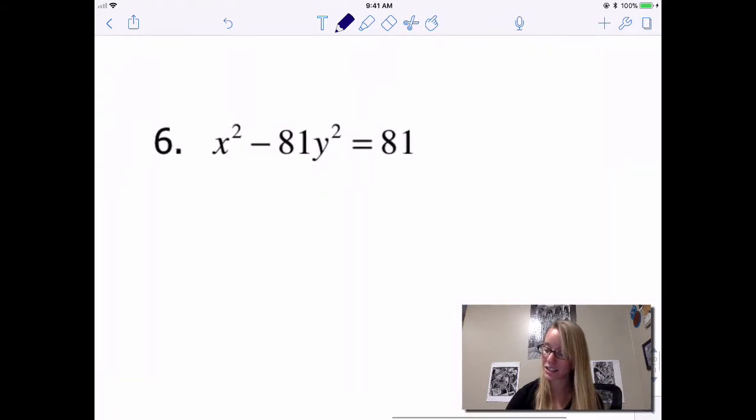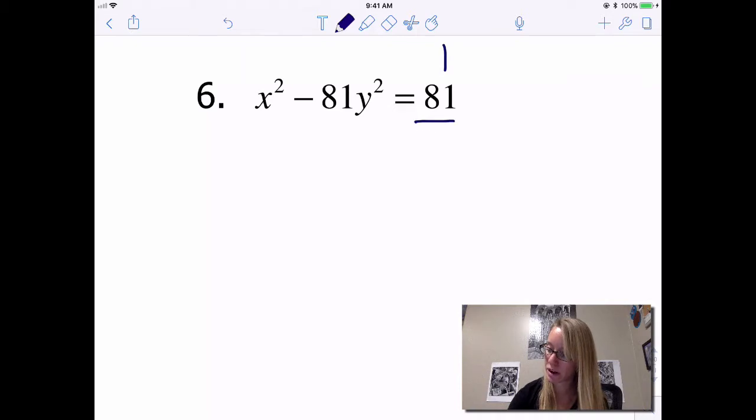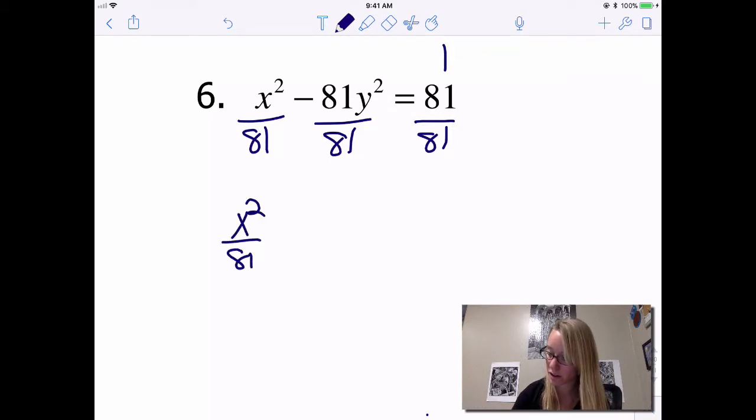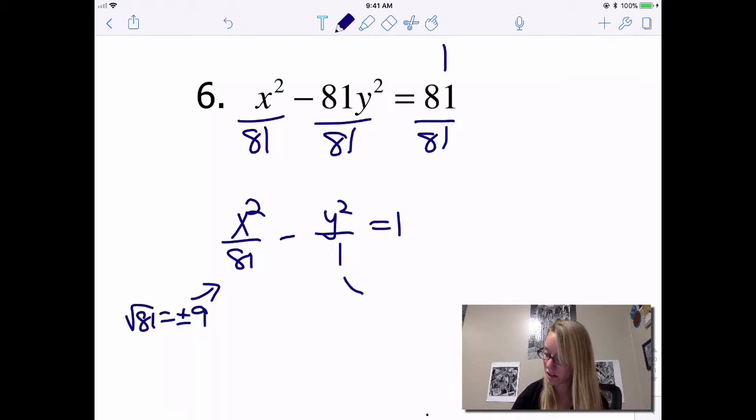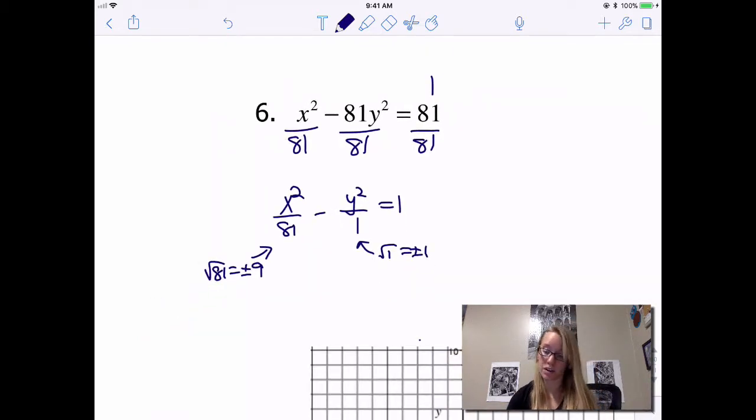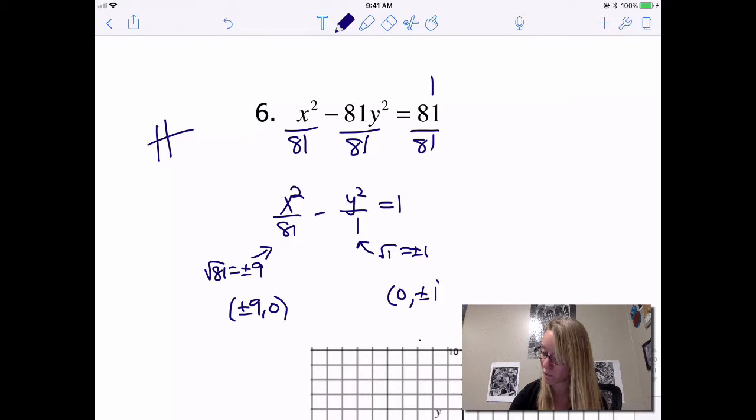Okay. The last one is 81 for this number. So I want this to be a 1. Divide by 81. We should get used to always making sure that we divide properly. So x squared over 81 minus y squared over 1. I would leave that denominator. I think it helps. Equals 1. Square root of 81 is plus or minus 9. Square root of 1 is plus or minus 1. So now, what do we do with it? Okay, x is first, so this is horizontal. These are my x points, so I get plus minus 9, comma 0. These are my y points, so I get 0, plus minus 1.